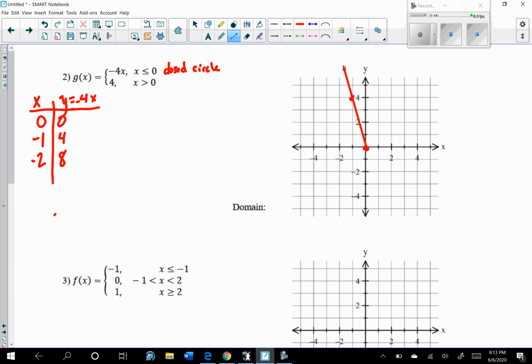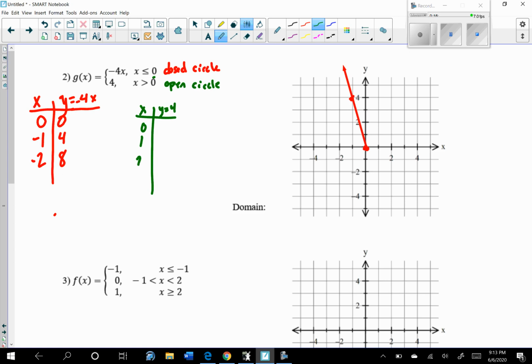And that's our line. So now if I look at the second equation, we have x and y equals 4. We want values that are going to be greater than 0. This is going to be an open circle at 0. So we're going to start at 0. Then we have 1, 2.